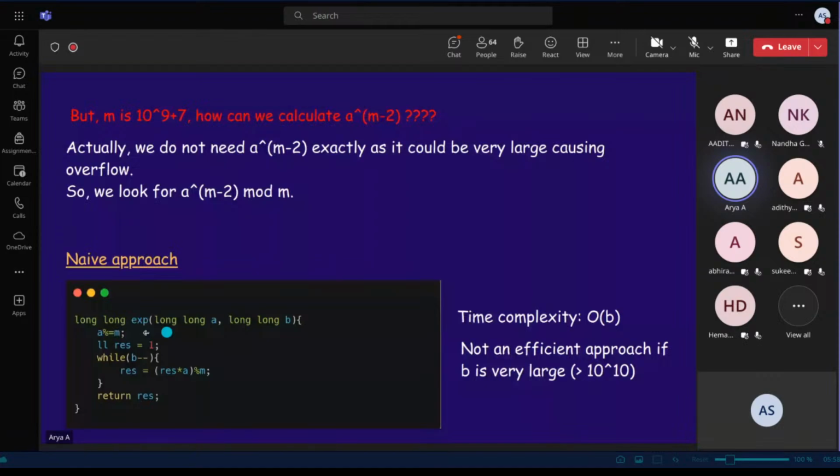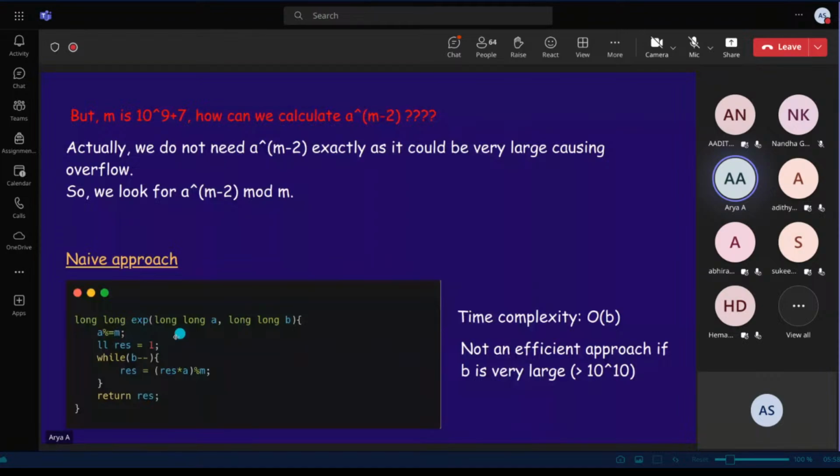I'm using long data type and I've written a function called exp, and a and b are the arguments. What this will do is calculate a power b mod m, where you can take m to be 10 power 9 plus 7. So if we want to calculate modular inverse, in the place of b I can send m minus 2 as the parameter, right? So what is this actually doing?